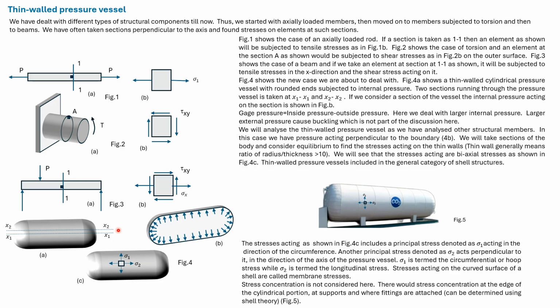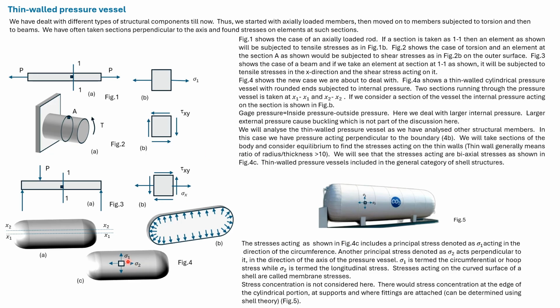Now let us consider thin-walled pressure vessels. This is a thin-walled pressure vessel with rounded ends subjected to internal pressure. So if we take a section, this is the pressure that will be acting on the section. Compared to these elements, an element on the surface of the pressure vessel is subjected to biaxial stress.